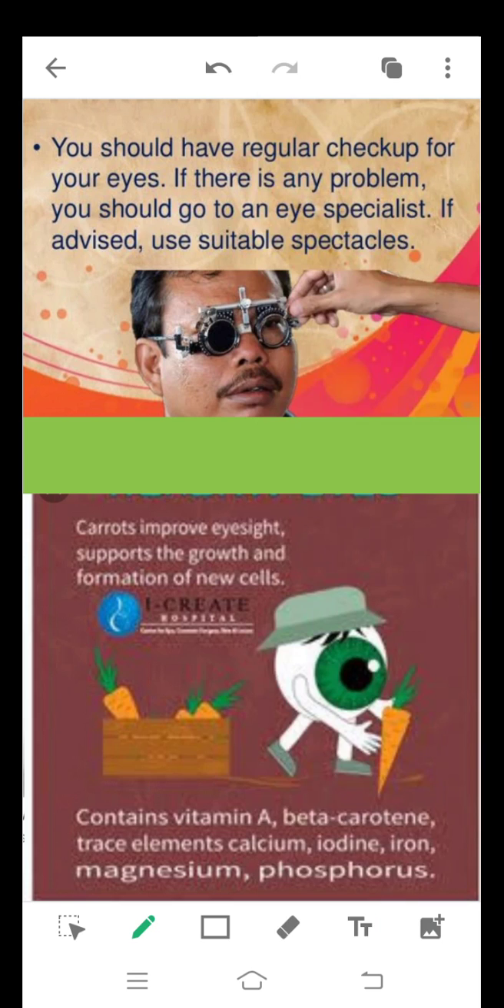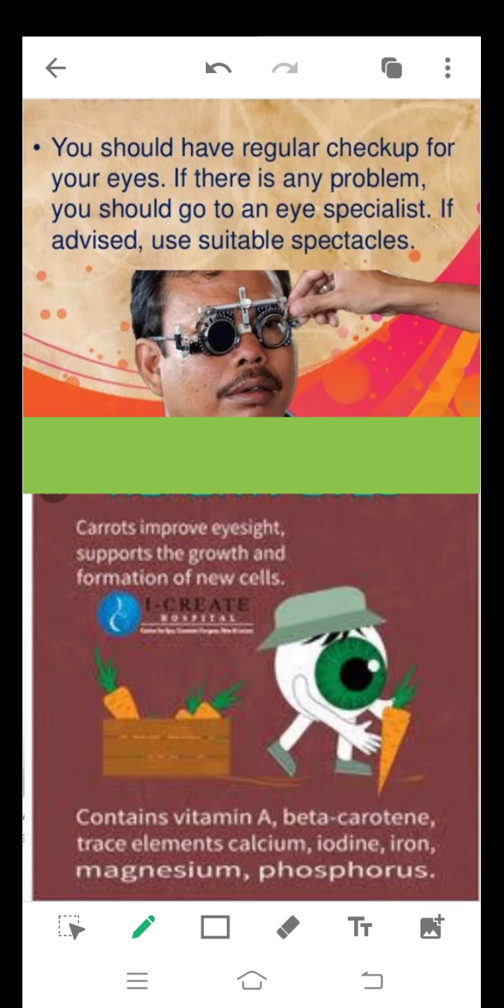You should have regular checkup for your eyes. If you find that you have to overstrain your eyes, or you are not able to read clearly or not able to see any distant object clearly, then you must go to an eye specialist, and if advised, use suitable spectacles.